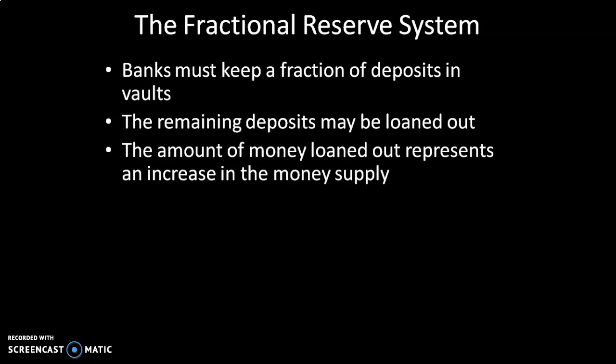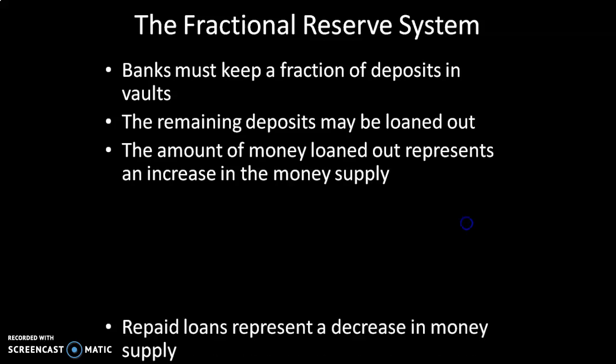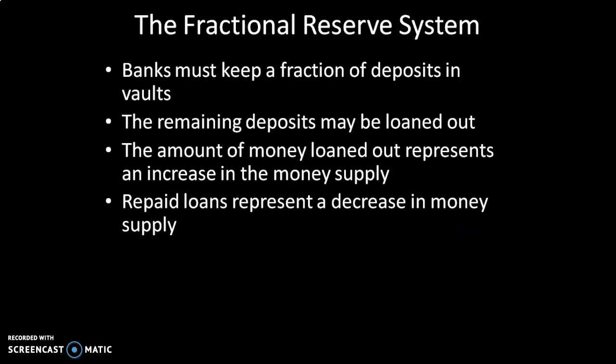The amount of money that is loaned out will always represent an increase in the money supply. Now, if this concept is difficult for you to grasp, I would urge you to go back to that original slide where we talked about the $5,000 that you got for renovating a kitchen. Money lent out represents an increase in the money supply. Repaid loans represent a decrease in the money supply. That makes sense. As the bank lends out money, they increase the money supply. As people pay back their loans, the money supply decreases.